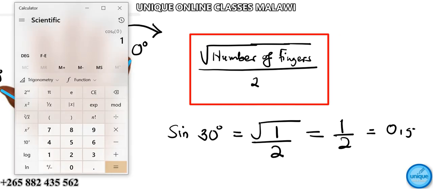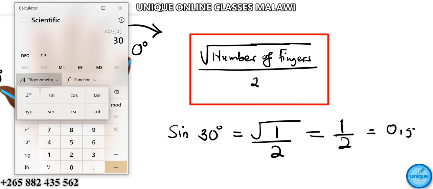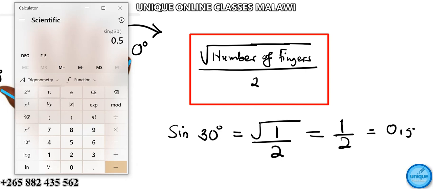If you take our calculator here, then we type 30 degrees. So let me write here 30 degrees, then we press sin. You see that the answer is 0.5. So we are done. Let's now do cos 30.